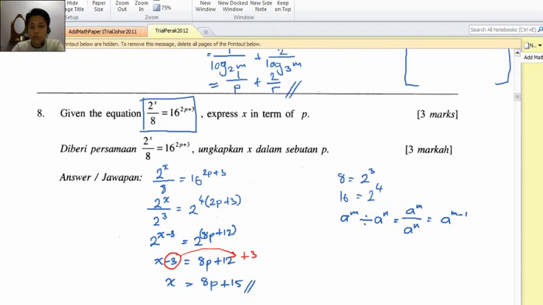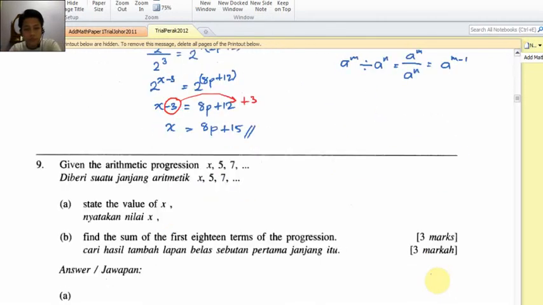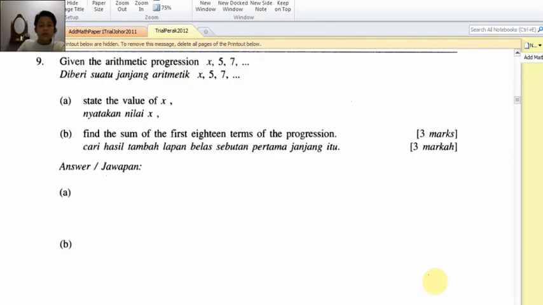Let's move on to the next question. Given the arithmetic progression x, 5 and 7, question A, state the value of x. So we are given the first three terms of the arithmetic progression, and as you know, an arithmetic progression has a common difference.